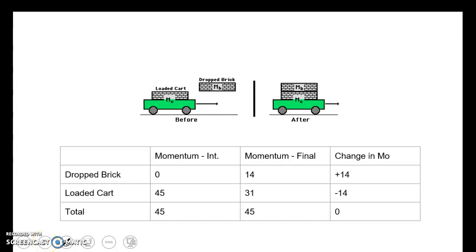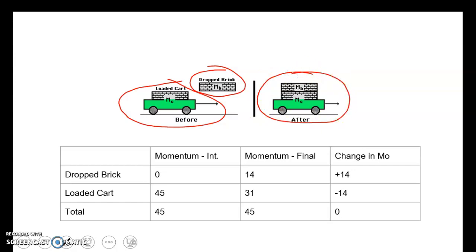So let's take an example, and this is a pretty simple example. We've got a cart driving with a mass on it. Another mass is dropped on top of it to increase the mass of the cart. So this is before the collision and after the collision. Now, I call this a momentum grid, and this is how I do momentum problems. I have the initial, or before, and the final, or after. And I'm just giving them random numbers.